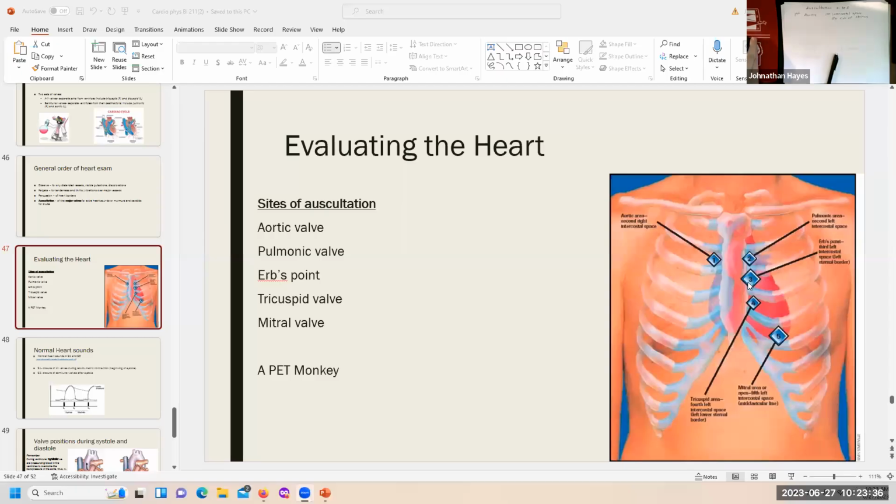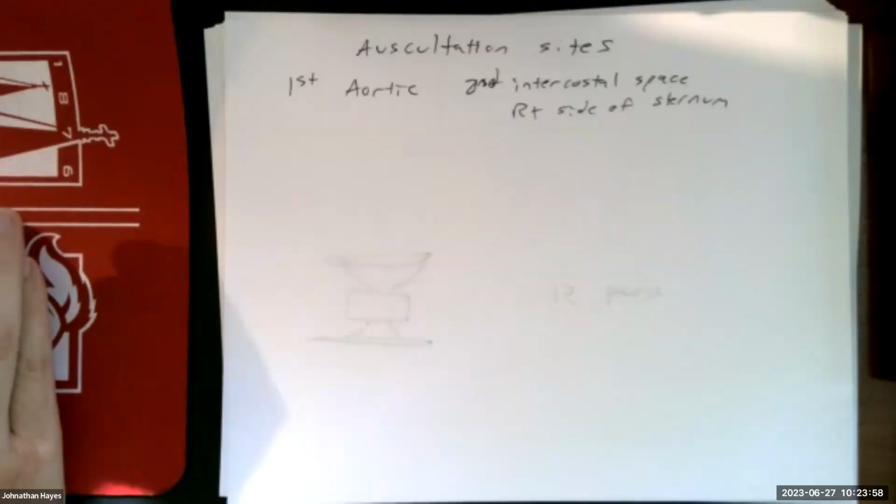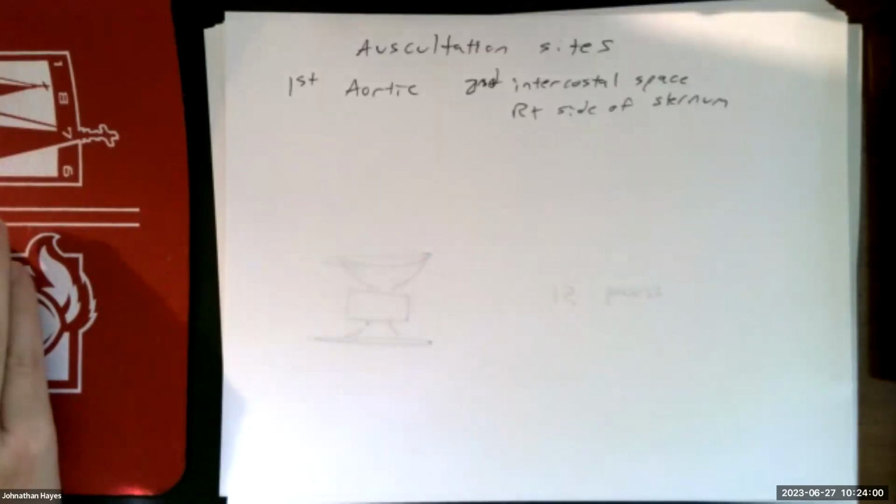Oh, I'm sorry, ignore what I just said. I meant to put second intercostal space. I really did. So second intercostal space, right side of the sternum, is our first auscultation point. That's what I meant to put. I'm sorry. Trust me, I semi know what I'm talking about sometimes. But second intercostal space, right side of the sternum, is our first auscultation site. That's what I was intending to say.